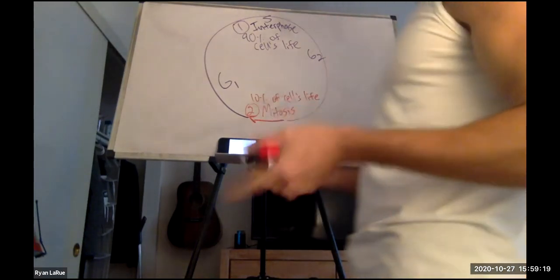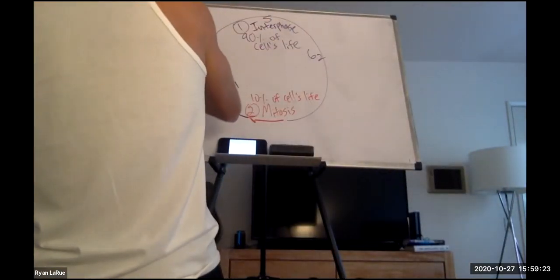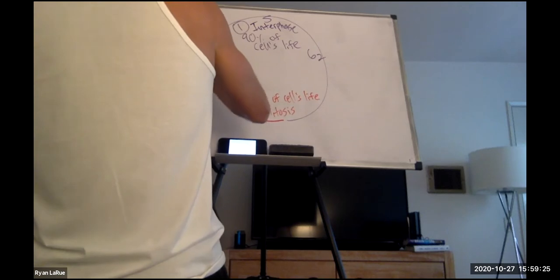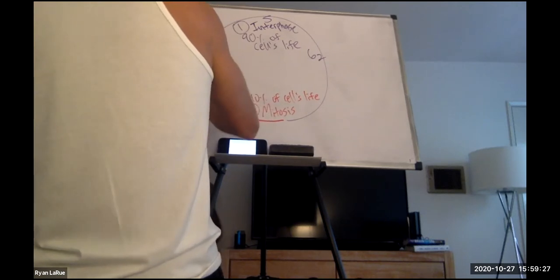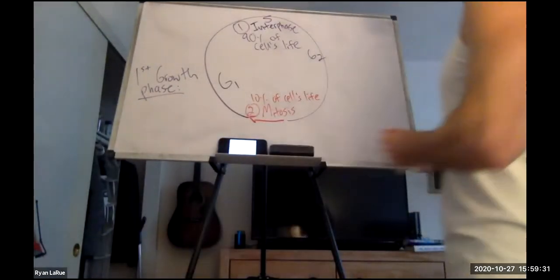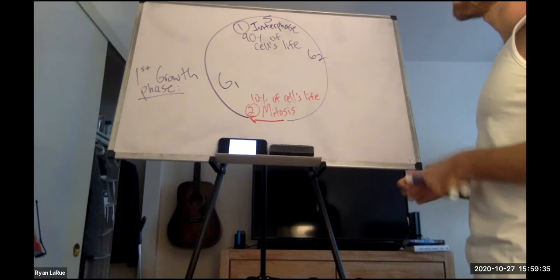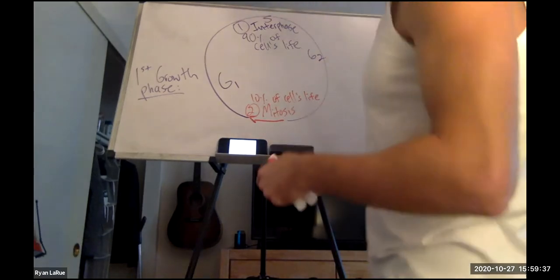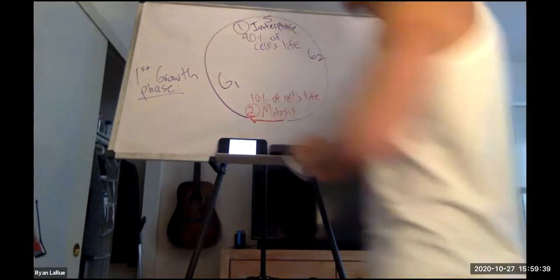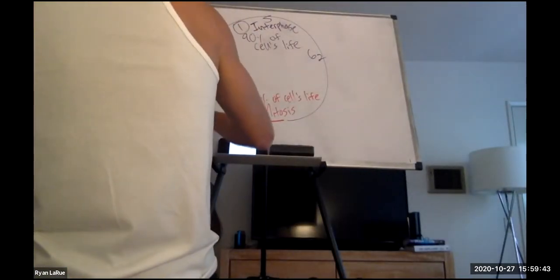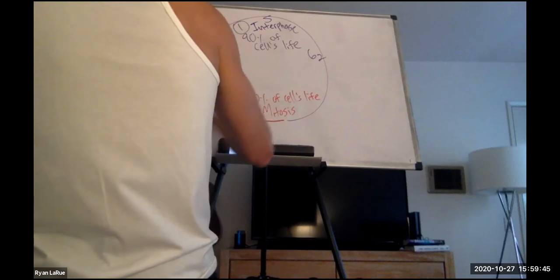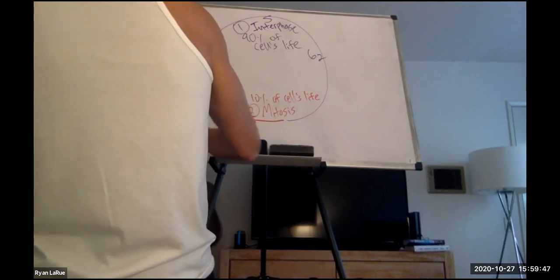G1 stands for first growth phase. Growth phase. And what the cell is doing in G1 is it's going to grow and perform normal cell functions. So cell grows and performs normal cell functions.